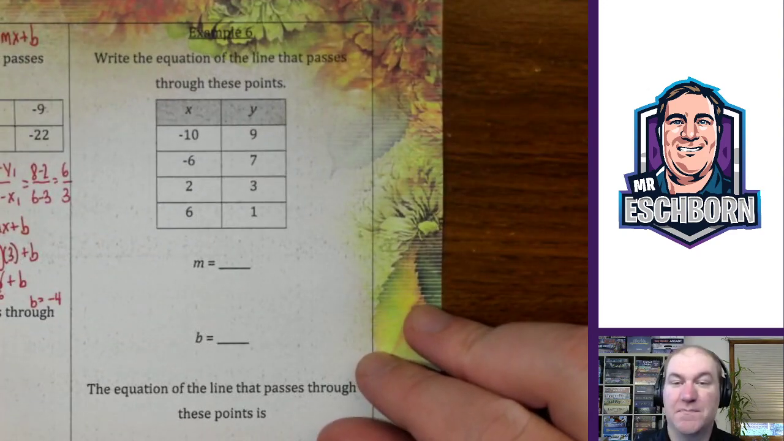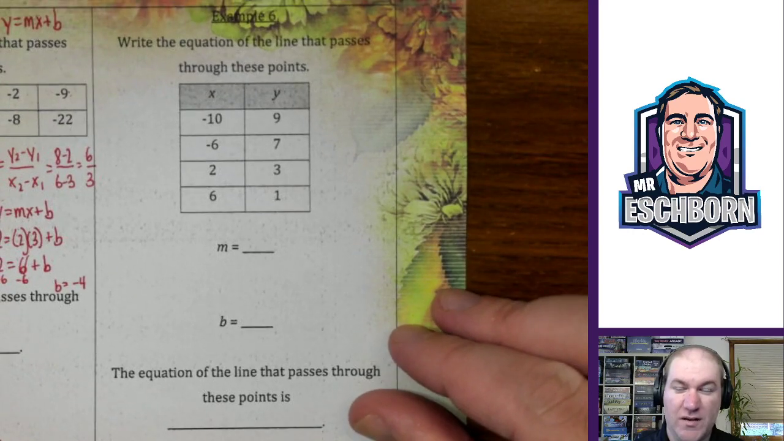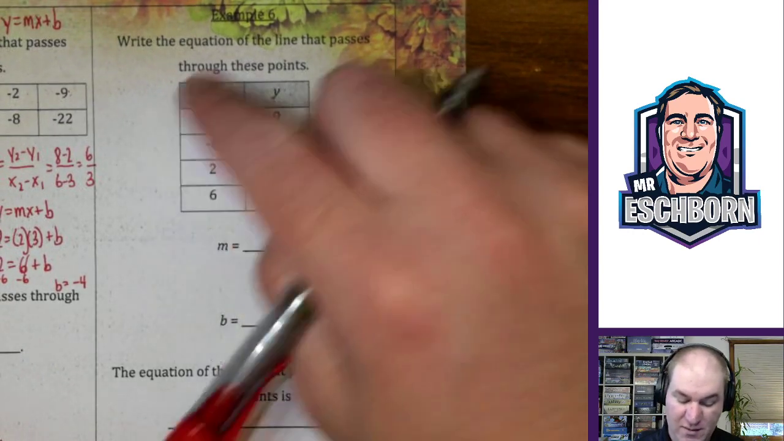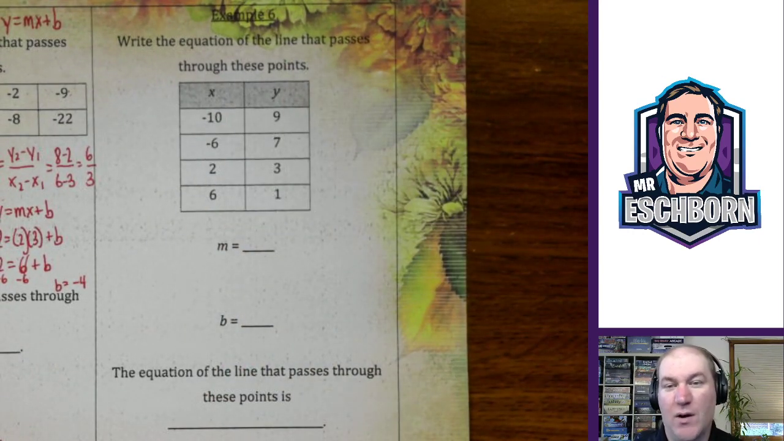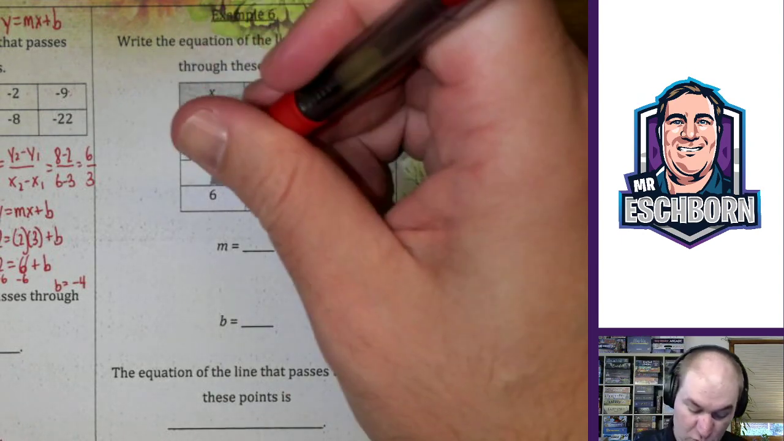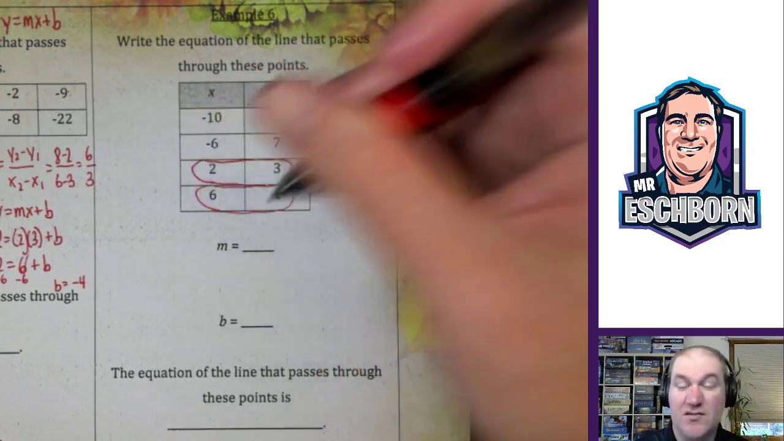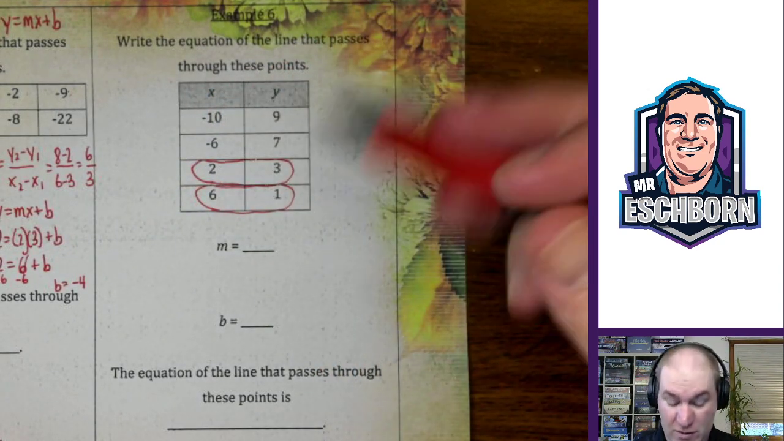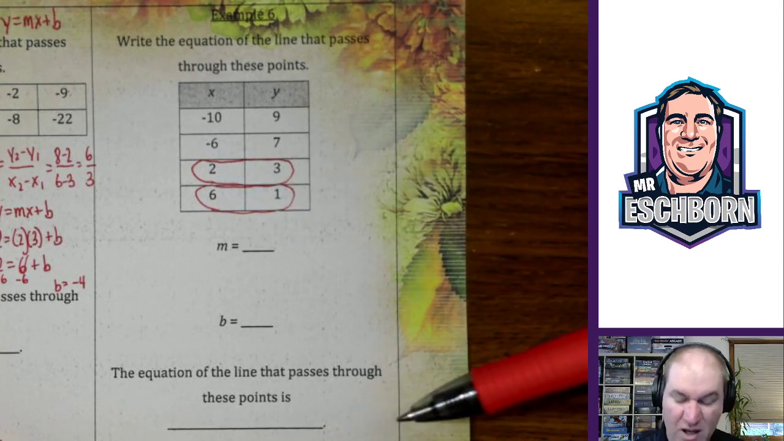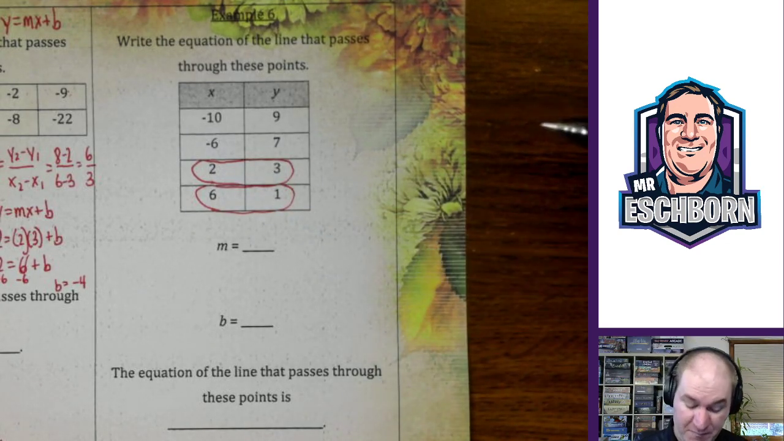One more example. Same directions. Write the equation of the line that passes through these points. Same problem. We were not given a y-intercept, so we're just going to have to calculate it. I'm going to pick 2 rows in the table. Pick any 2 rows. I'm picking these 2 because they're all positive numbers and they're next to each other, and the numbers are fairly close together.